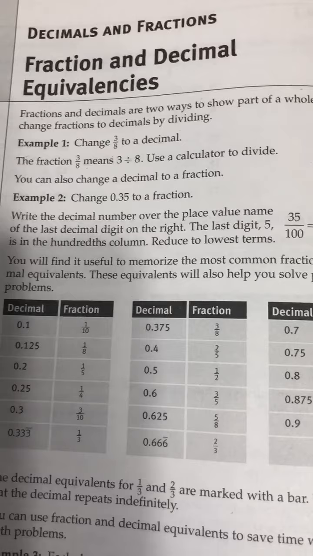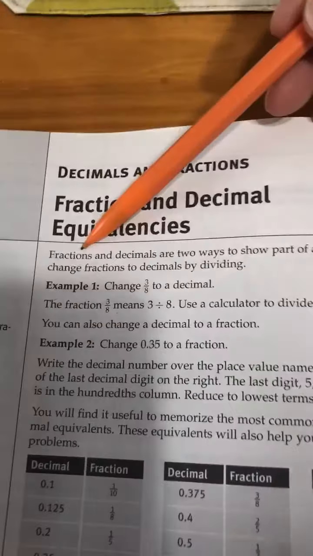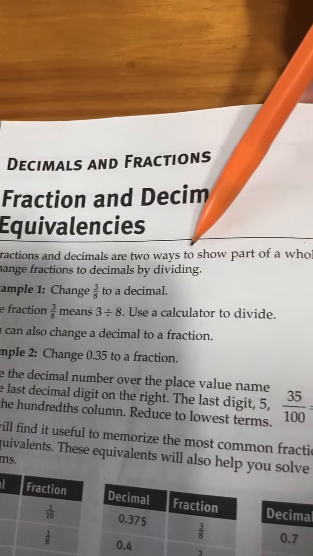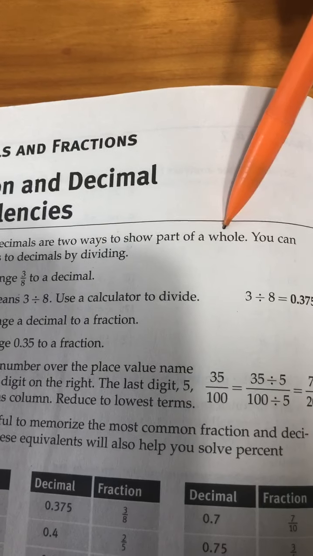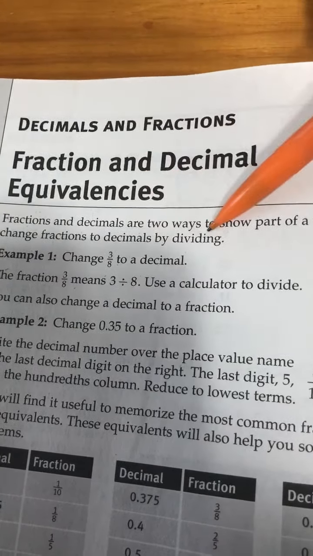Okay, we're moving on now to lesson 5, fraction and decimal equivalencies, and that's on page 250 of our Kaplan book. Fractions and decimals are two ways to show part of a whole. You can change fractions to decimals by dividing.